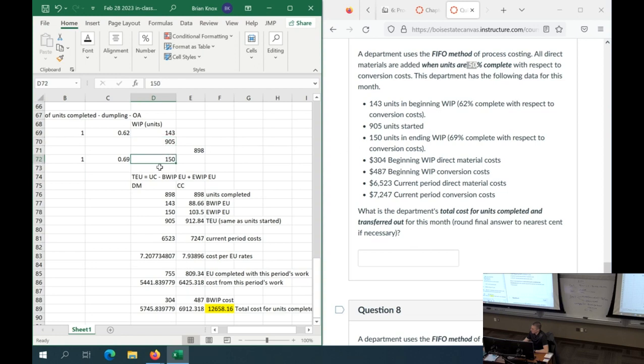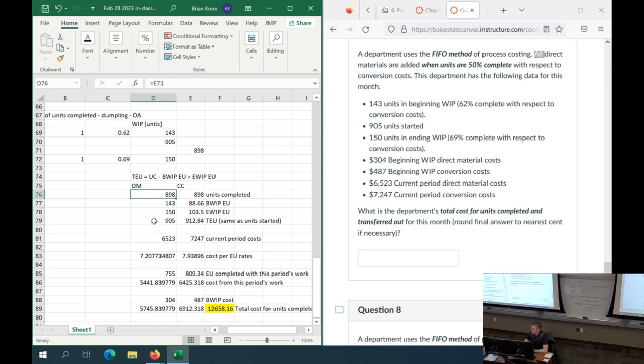We ended with 150 units that are 69% complete with respect to conversion costs, and that's past the 50% threshold. So they are 100% complete with respect to direct materials. That's what the all here means. All means 100%. And we can get units completed as well by adding beginning WIP units plus units started minus ending WIP units. All talking about physical units, no equivalent units yet, remember? So that's units completed.